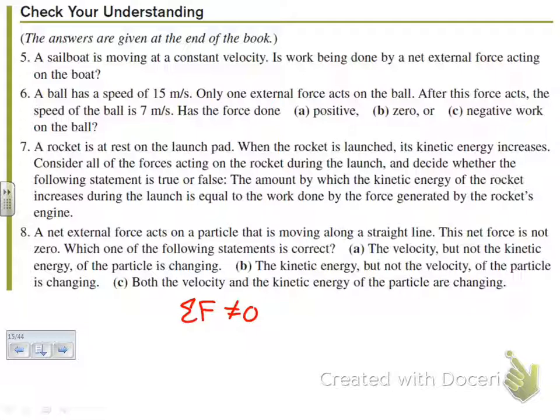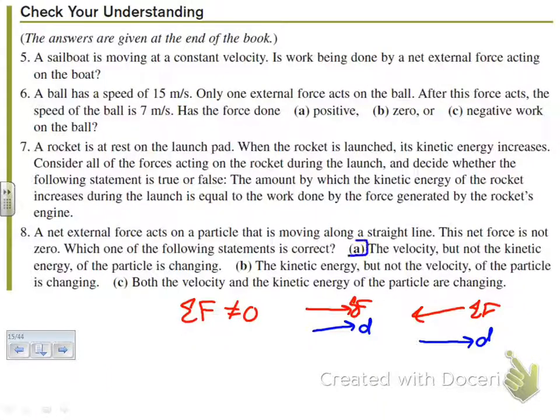So one possible situation is that the force is this way and the displacement is this way. That's the net force we're talking about. Or the net force could be pointing this way and the object is moving in the opposite direction of the displacement. We don't know which one is happening, we just know that the object is moving and the net force is not 0. So, the velocity but not the kinetic energy of the particle is changing.